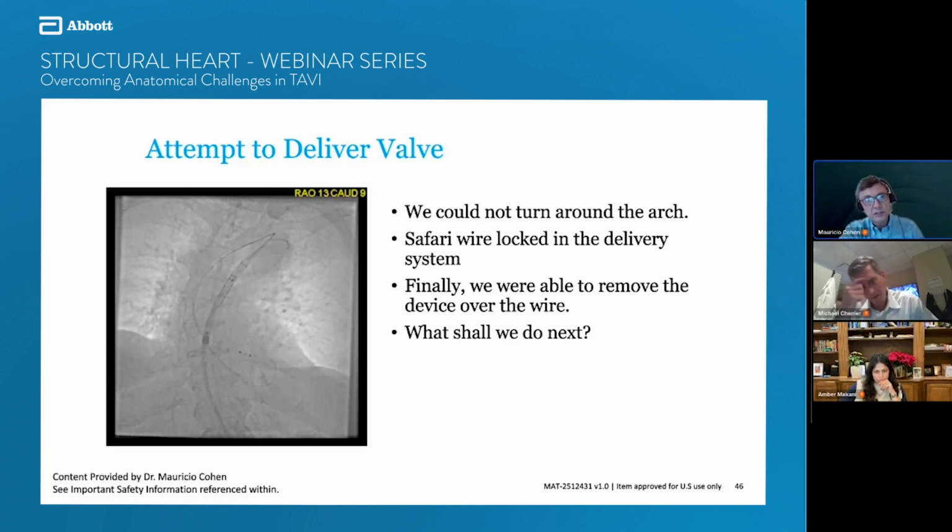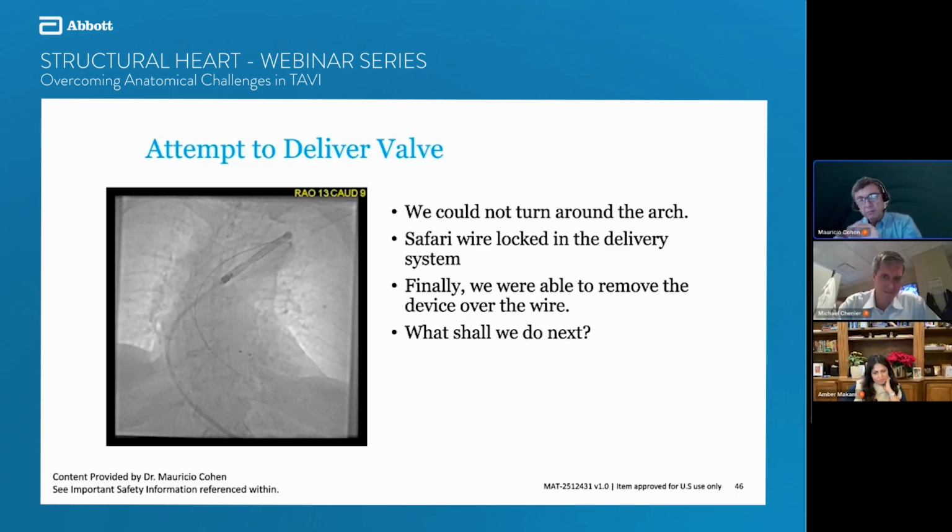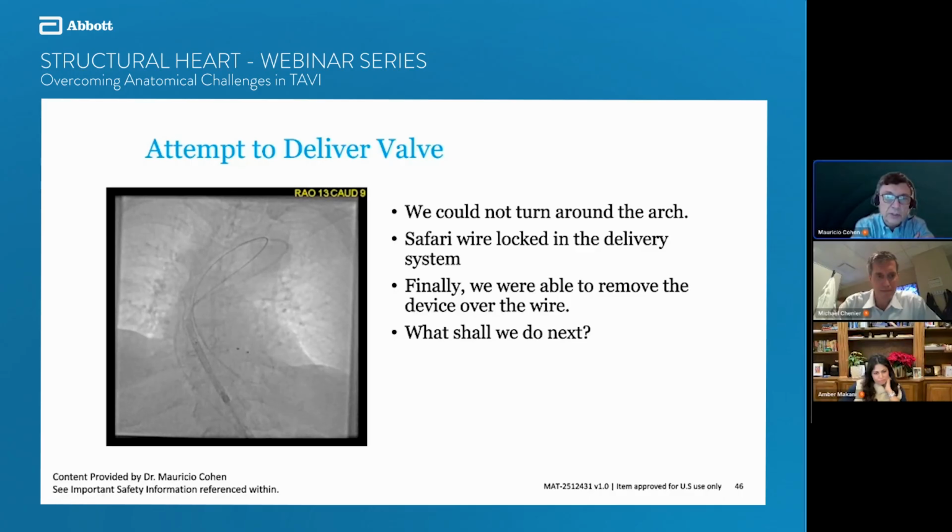So very patiently, while sweating bullets at the same time, with baby steps, and sometimes using the hemostat to try to advance the wire and pull and retract, finally we were able to do it. So now we have probably the most flexible valve in the market that is not making that turn. So what shall we do next? Next slide.